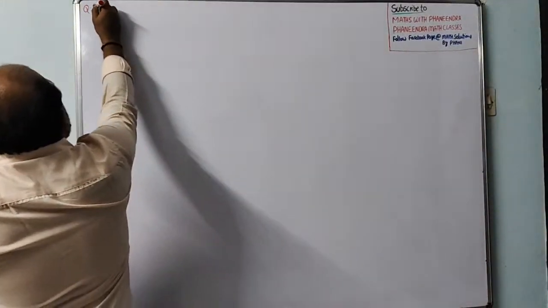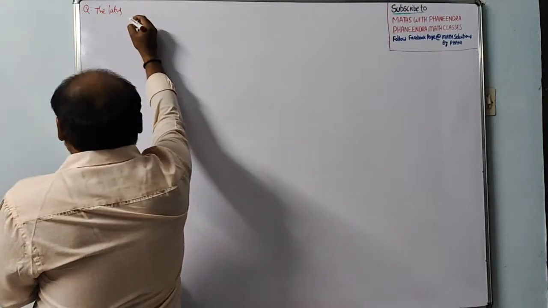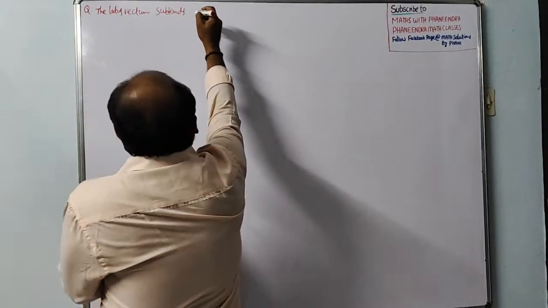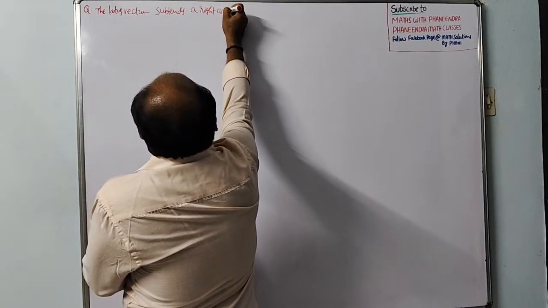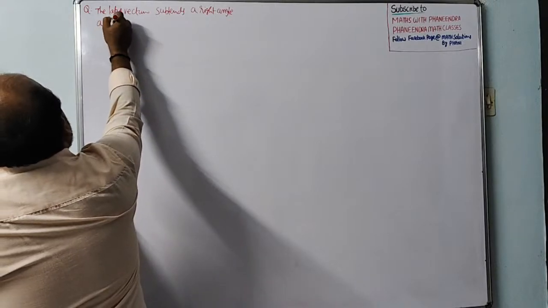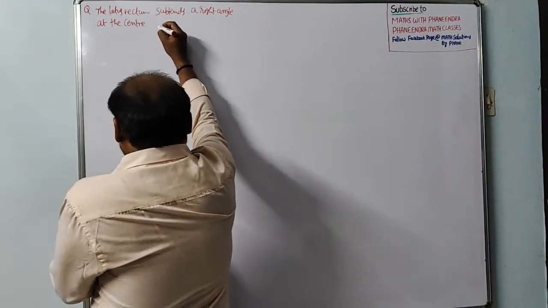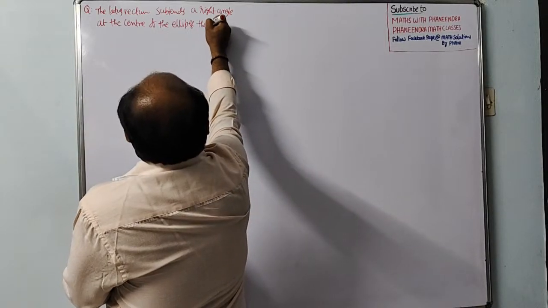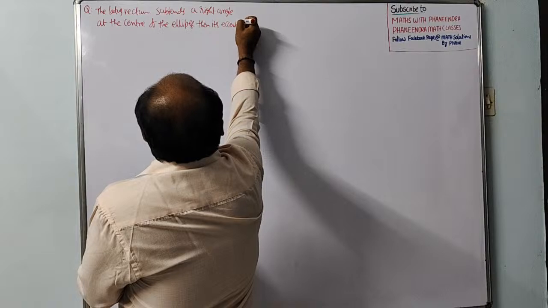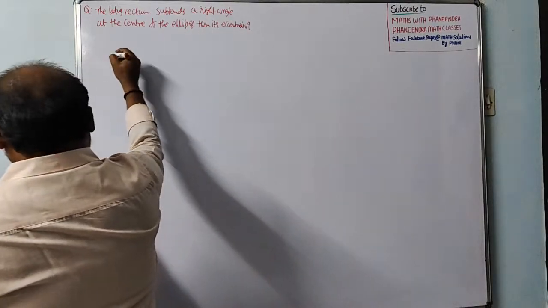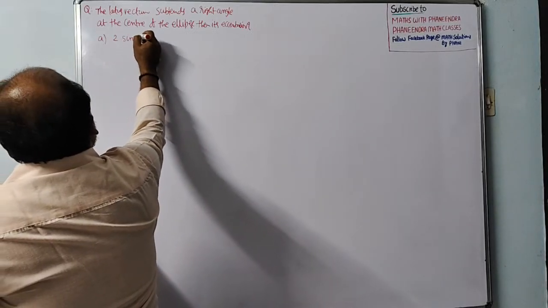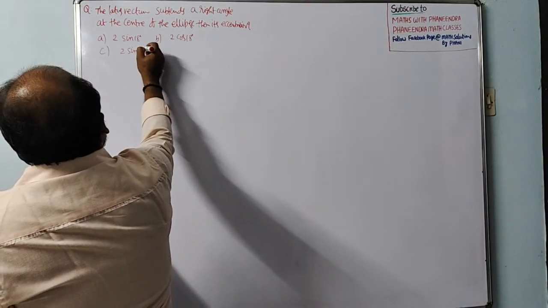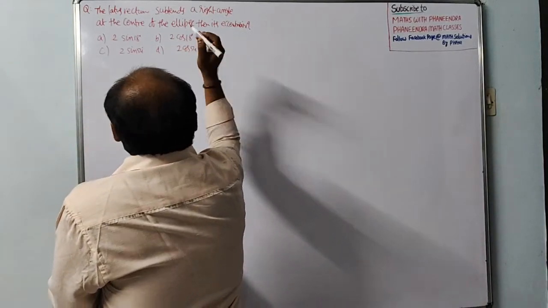Yeah, the next question. If the latus rectum subtends a right angle at the center of the ellipse, then its eccentricity is: first option, 2 sin 18 degrees; 2 cos 18 degrees; 2 sin 54 degrees; 2 cos 54 degrees.